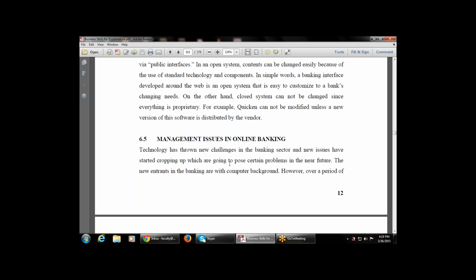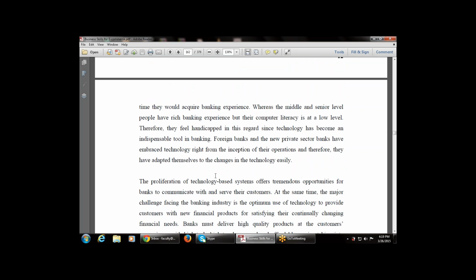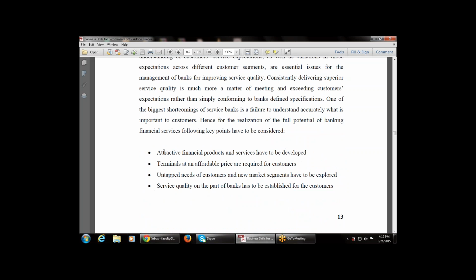So let's take a quick review of what we covered in the last class and then move to today's topic. First of all, we took the topic of management issues in online banking, that is, the management issues in the banking sector that does transactions online. These are the key points that must be taken care of while doing transactions online. These are the management issues.